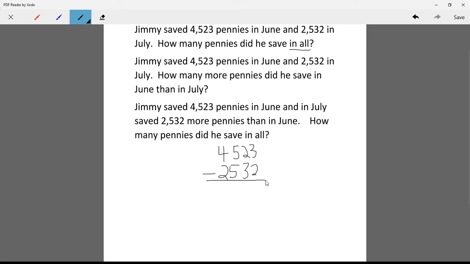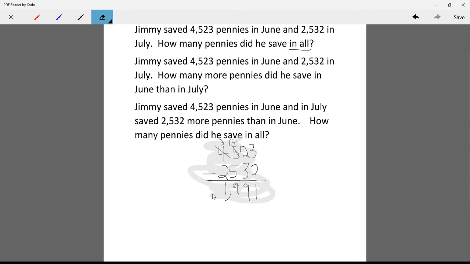So now we actually have to subtract these. So once again, we're going to do the standard algorithm, but with subtraction this time. So 3 minus 2 is 1. 2 minus 3, I can't do that, so I have to borrow from the 5. That turns into a 4. Then it is 12 minus 3, which is 9. 4 minus 5, I also can't do that. So this 4 I have to borrow, turns into a 3. 14 minus 5 is 9. And then 3 minus 2 is 1. So the answer would be 1,991 in this one.